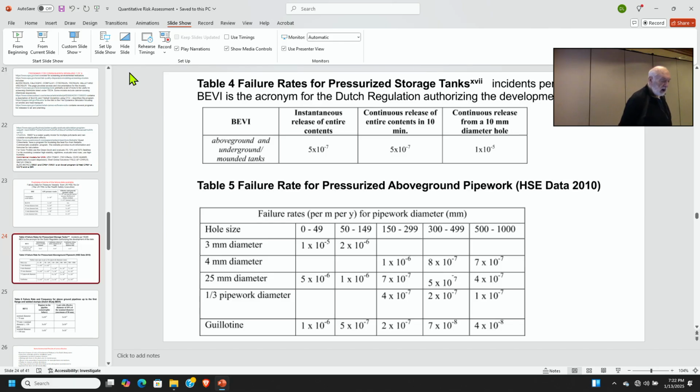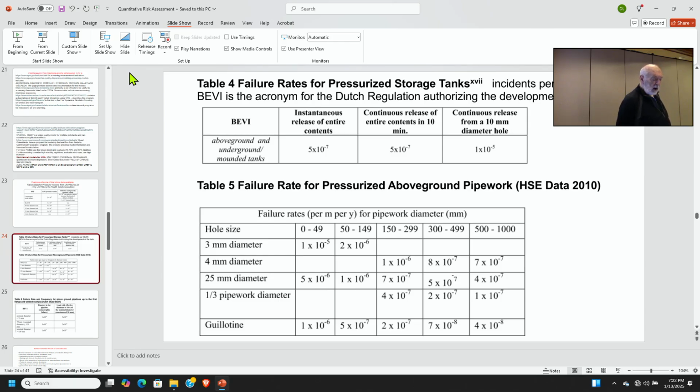Instantaneous release of entire contents: 5 times 10 to the minus 7, I think that is 7, yes. Continuous release, about the same. Continuous release from a 10 millimeter diameter hole, 10 to the minus 5th.